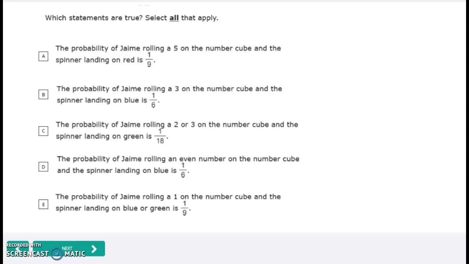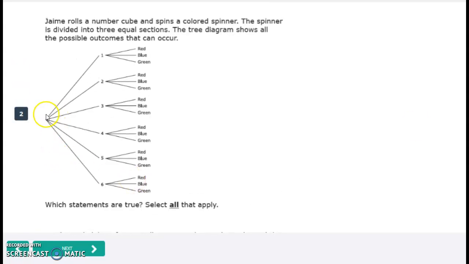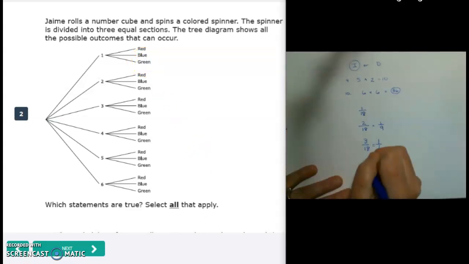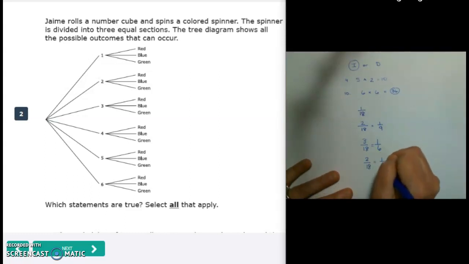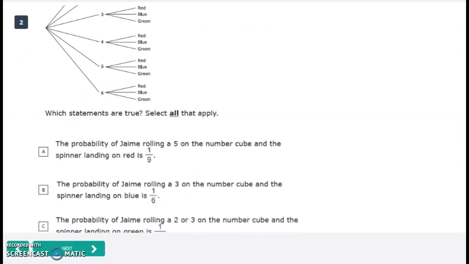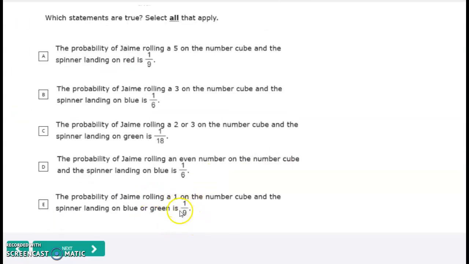If I'm looking at choice E, it says the probability of rolling a 1 and the spinner landing on blue or green. So this time we're looking only at the number 1 and blue and 1 and green. So that happens in 2 places. So that would be 2 out of 18, which is 1/9. And let's go back to our answer. It does say that is 1/9. So in this answer choice, it should have been D or E.